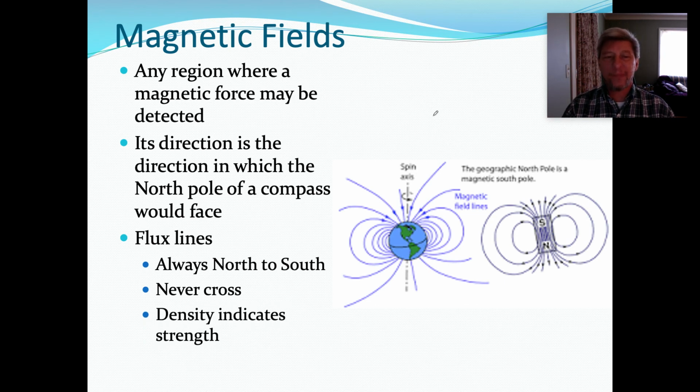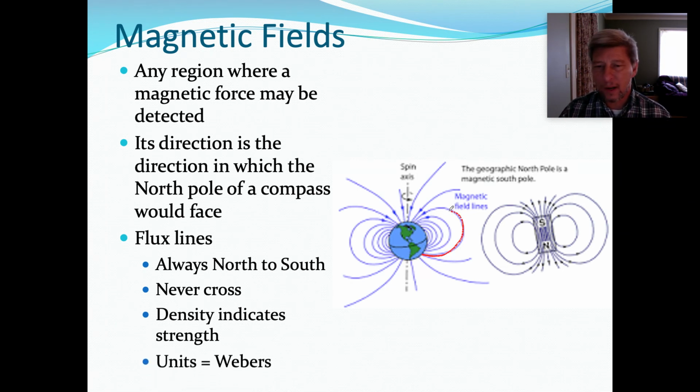You'll understand. So the direction of the magnetic field is the direction in which the north pole of a compass would face. Look at the arrows here. The field lines go out and around, and they're going this way, from south to north. And the same thing is true in this magnet. The arrows are going this way. I didn't do a very good job on that field line, but you get the idea. Notice also that they never cross. None of these lines cross any of the other lines. And their density indicates their strength.